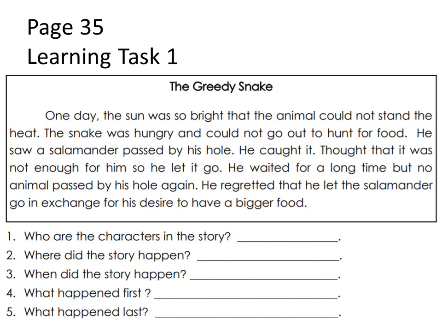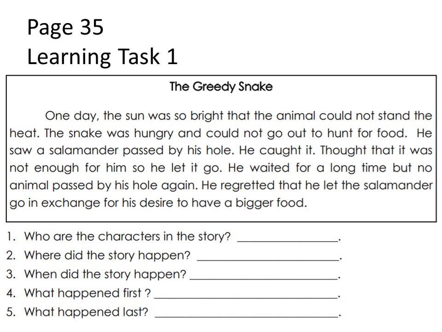The greedy snake. One day, the sun was so bright that the animal could not stand the heat. The snake was hungry and could not go out to hunt for food. He saw a salamander pass by his hole. He caught it, thought that it was not enough for him, so he let it go. He waited for a long time, but no animal passed by his hole again. He regretted that he let the salamander go in exchange for his desire to have a bigger food.